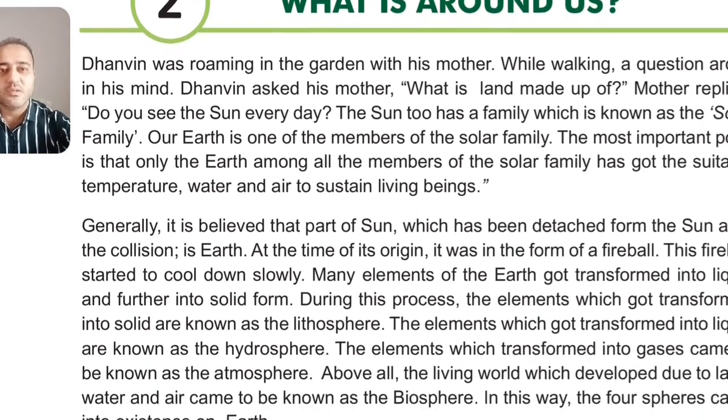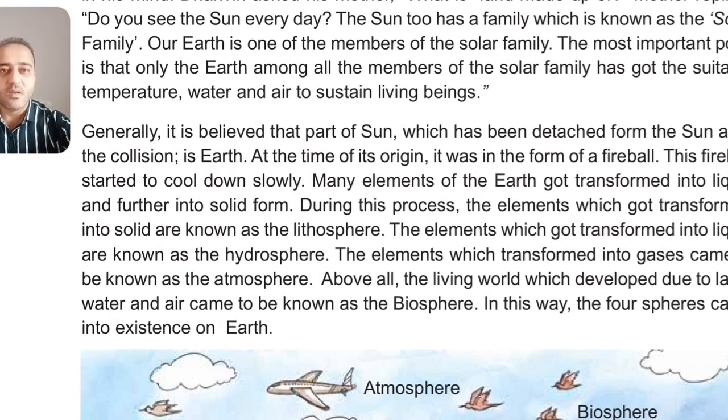Now we'll come to the second paragraph. Generally, it is believed that a part of the sun was detached from the sun after a collision. It is a story from millions of years ago, that even the earth is a part of the sun, right? When the sun burst out, small parts came out, and later on cooled down and formed the planets. So, earth is the third planet.